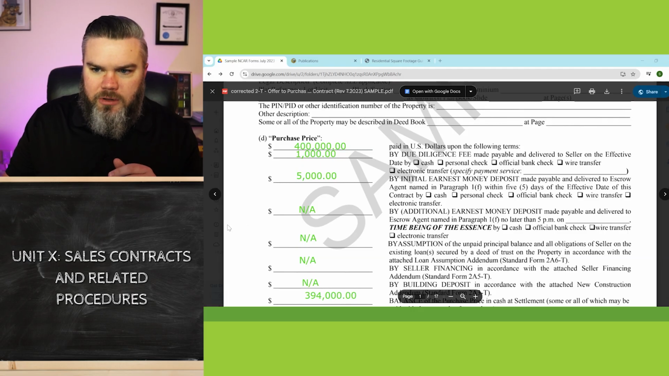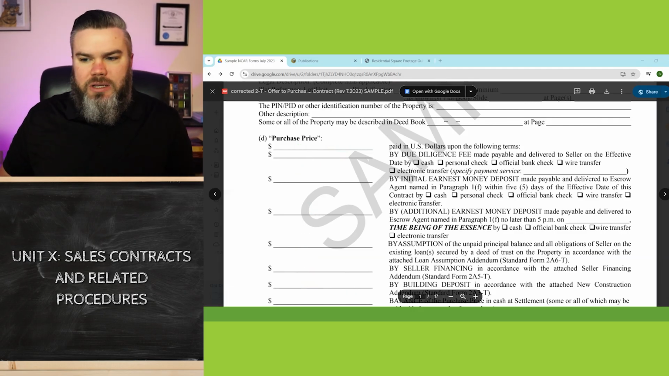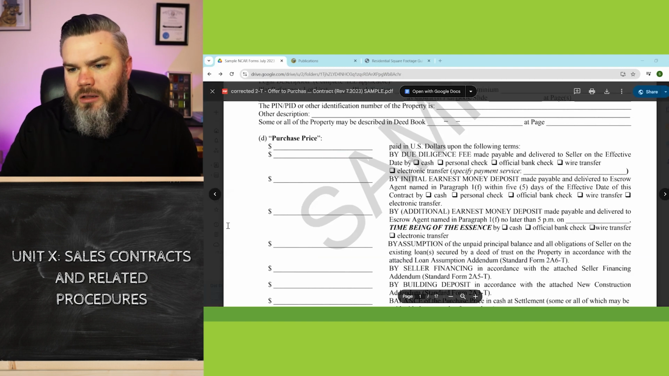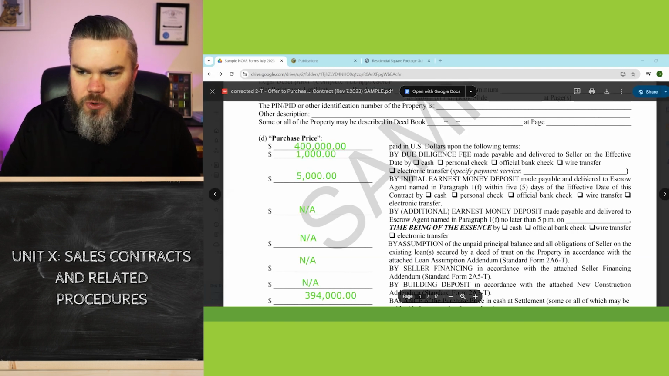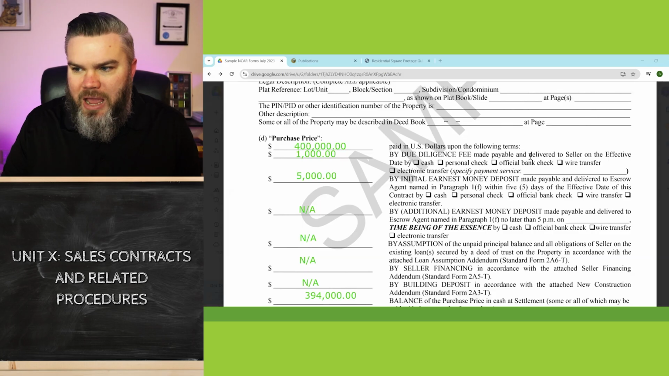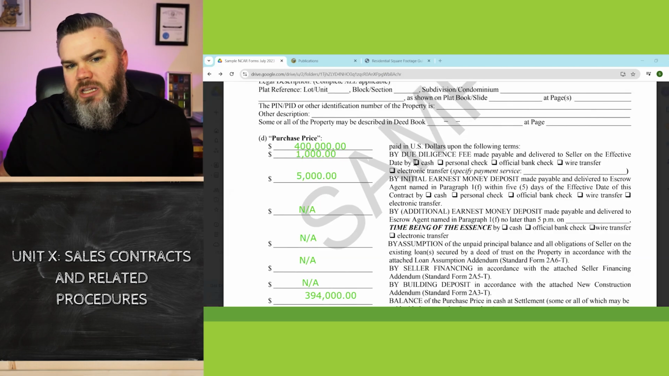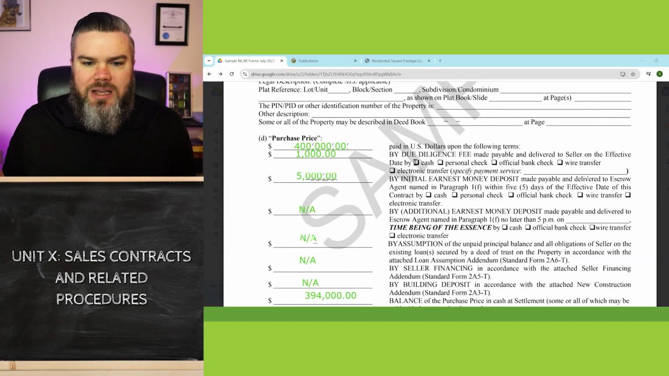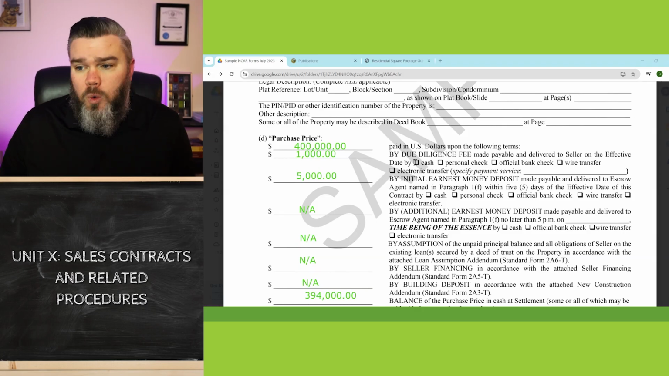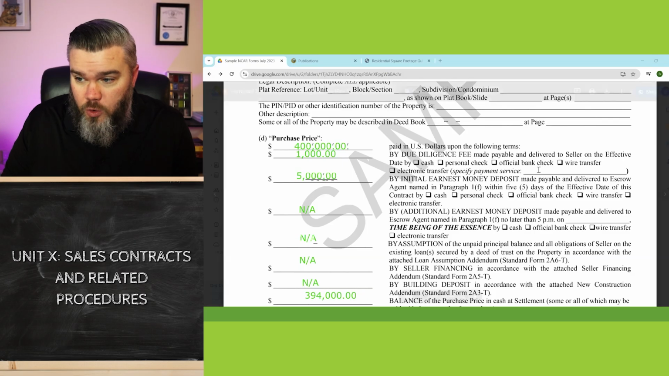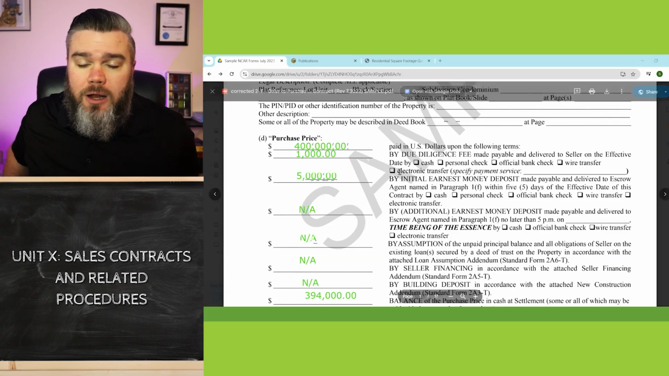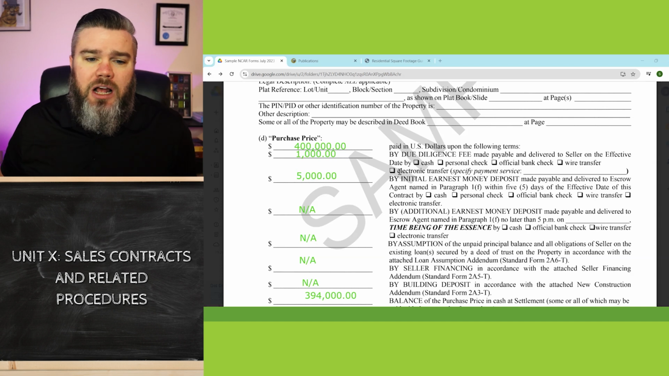But let me focus on a couple of the big pieces here, folks. The first testable pieces, okay? When we negotiate, and I'll even put the numbers back up, due diligence fee made payable and delivered to seller on the effective date. There's big testable piece number 1. The due diligence fee is paid directly to the seller. So when you say you're giving somebody $1,000 in due diligence, you are writing a check, or cash, or official bank check, or wire transfer, electronic transfer, whatever we agree on, and you are handing it to the seller to deposit in their bank account that day.